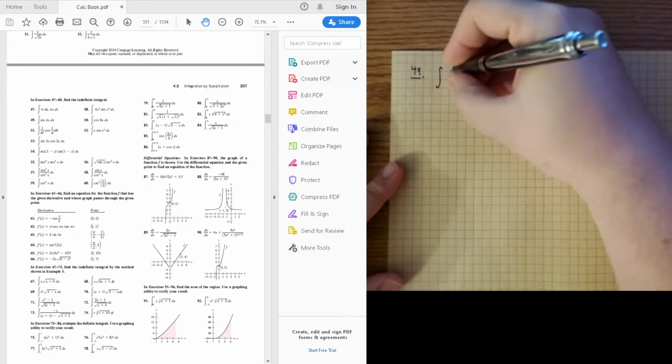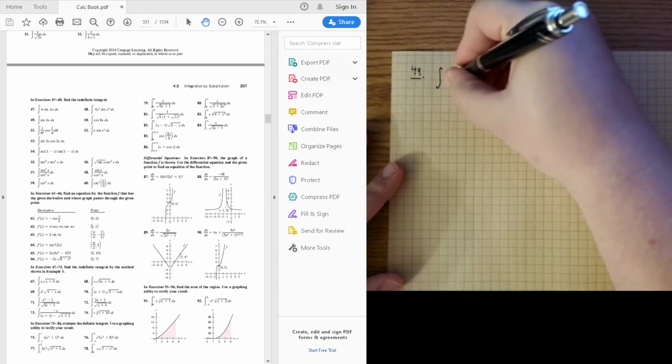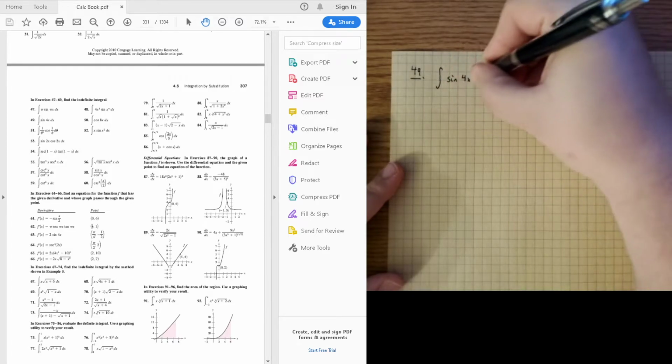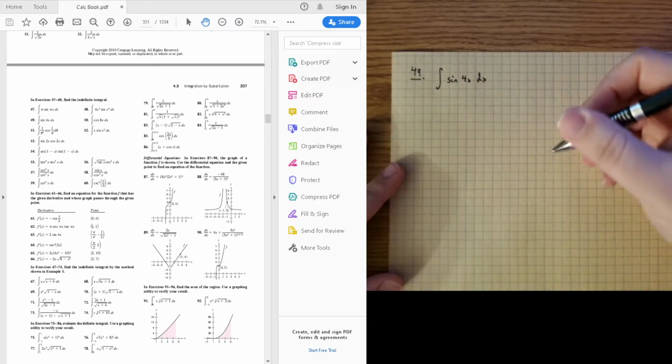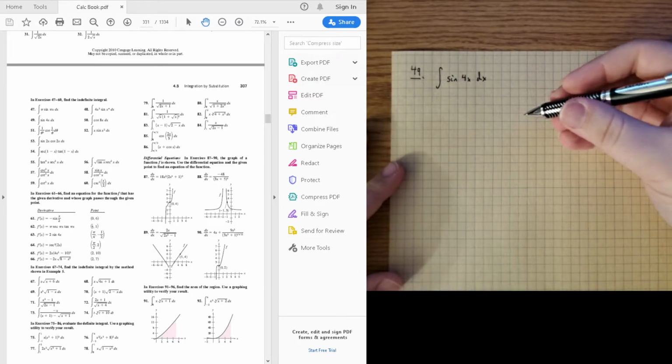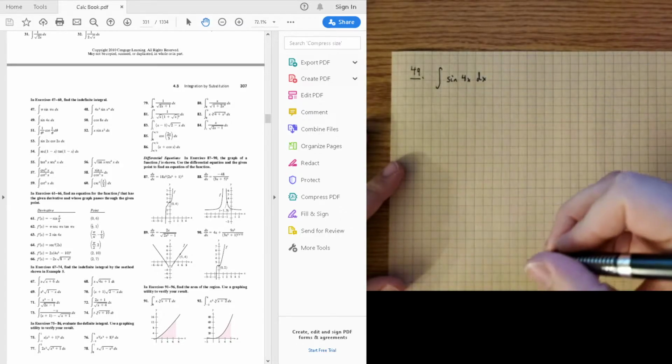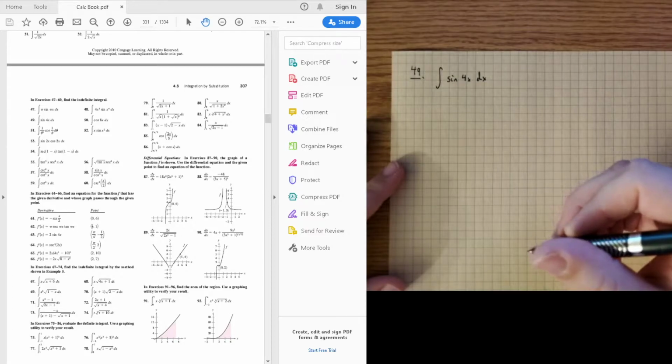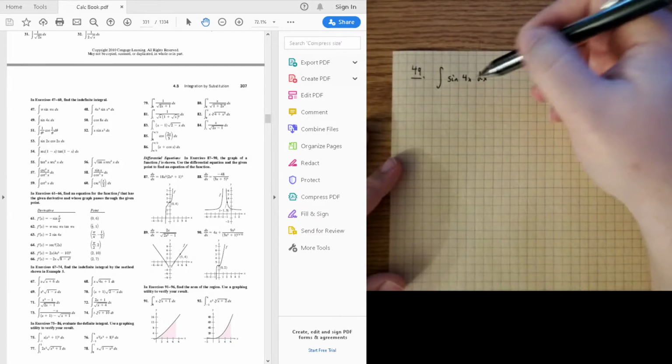Integral of sine of 4x dx. And afterwards, we will do 54. Let's try that one, or something more fun. Okay, so here's the integral.